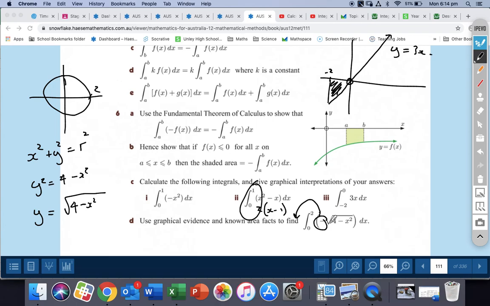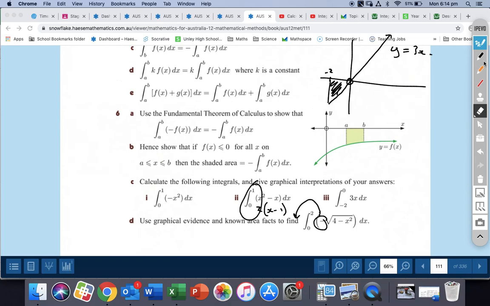Of course, you can't have negatives inside a square root. So I'll leave the question for you to do, but the graph is going to look like that, although the negative will put it underneath.